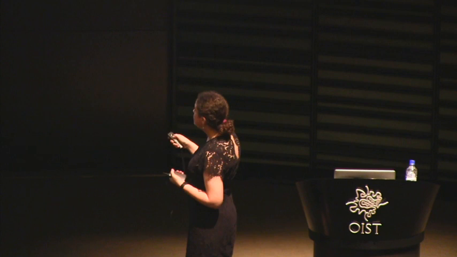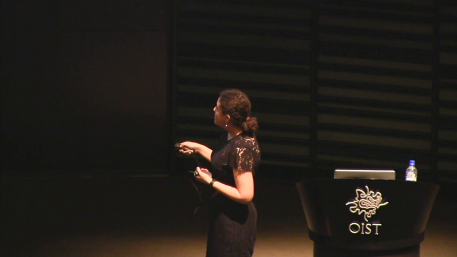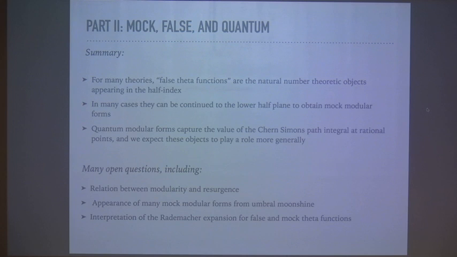So since I'm basically out of time, I'll just conclude by mentioning that there are many interesting open questions that we're exploring, including the relation between modularity and resurgence. Many modular forms, which appear in umbral moonshine, appear in this context, and we don't really know why, as well as interpretations of Rademacher expansions for both false theta functions and Mach theta functions. So with that, I'd like to thank you for your attention.